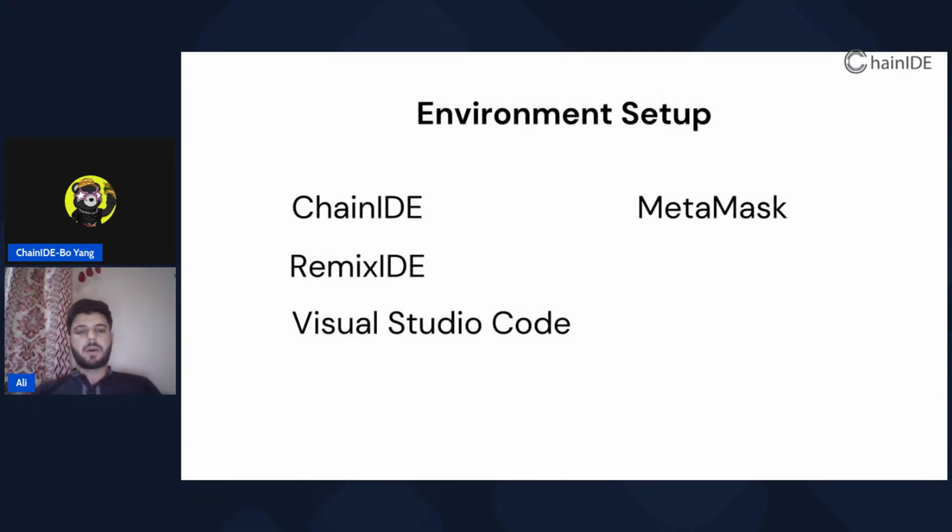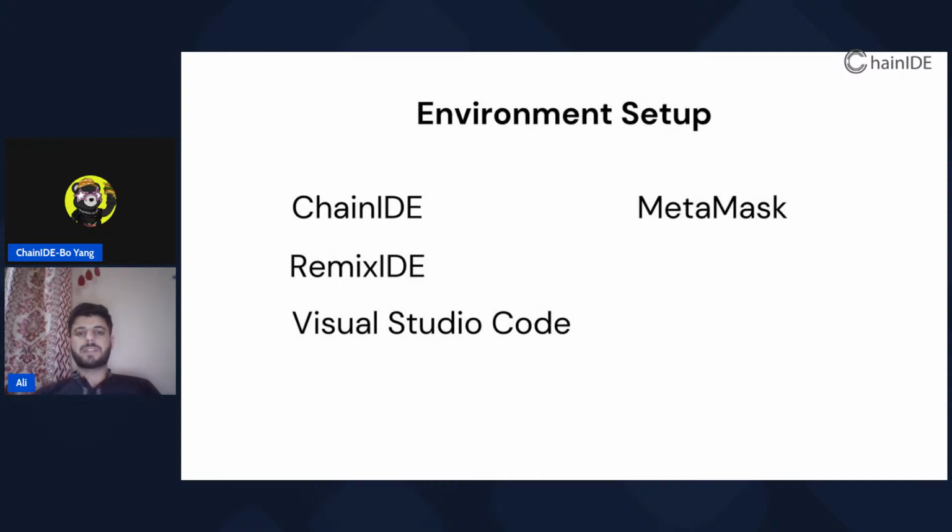Chain IDE has all the plugins, like you can use code manager also in the chain IDE. And the second thing is MetaMask. When you deploy your smart contract on the blockchain, it is not deployed on your own server. You are using someone's resources, so you need to pay the gas fee for using those resources. So to pay the gas fee and make transactions to the blockchain, we need MetaMask.